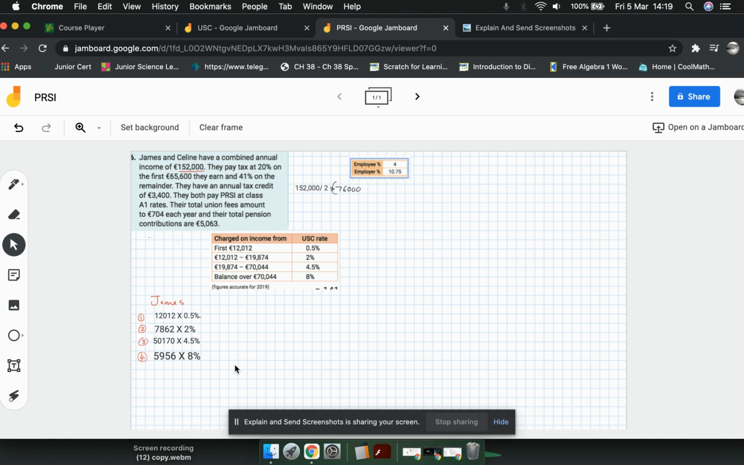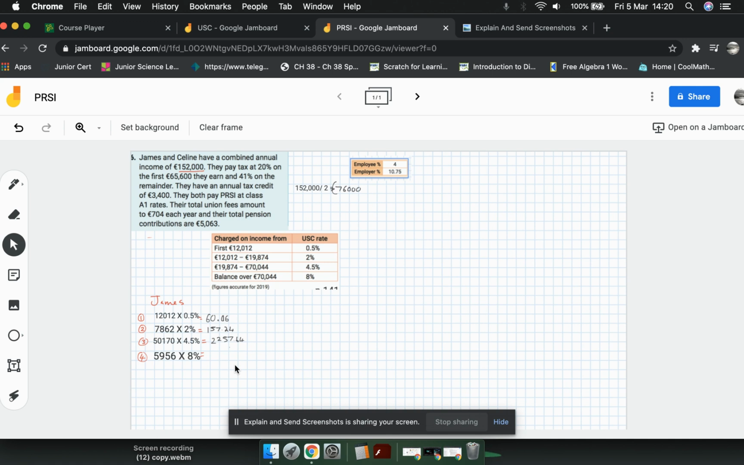Next band up, I have 50,170 euro multiplied by 4.5%. I'm getting a value this time of 2,257 euro and 65 cent. Right, that's not appearing on the screen. I'm just going to reload that screen so you can see what we have to date. And finally, the last: 5,956 euro multiplied by 8%. I'm getting a value there of 476 euro.